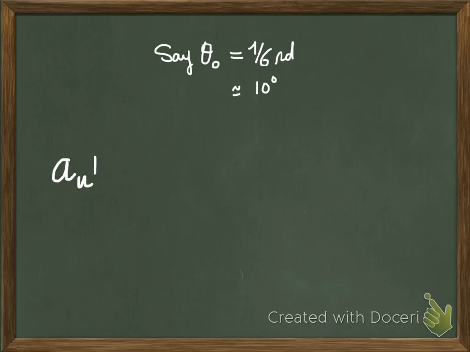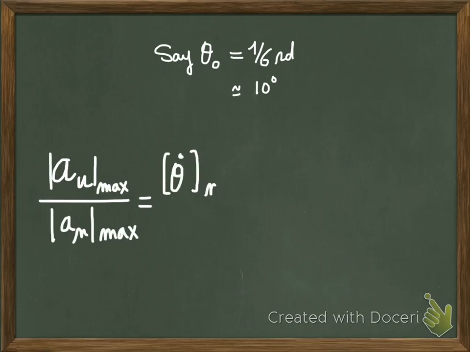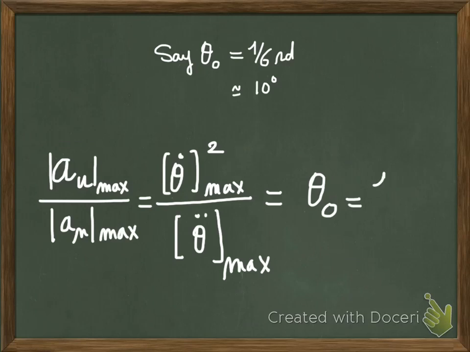So if we say that theta 0, the maximum angle, is equal to 10 degrees, that is 1/6 radian roughly, then we see that the component of the acceleration along u at maximum divided by the component of the acceleration along n at maximum, not in the same situation for both, but still, this ratio is essentially equal to theta 0, which is 1/6. It shows that the component of the acceleration vector along u must be observed very small compared to an, the component of the acceleration vector along the n vector.